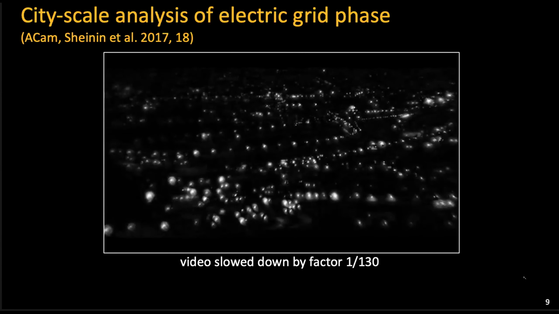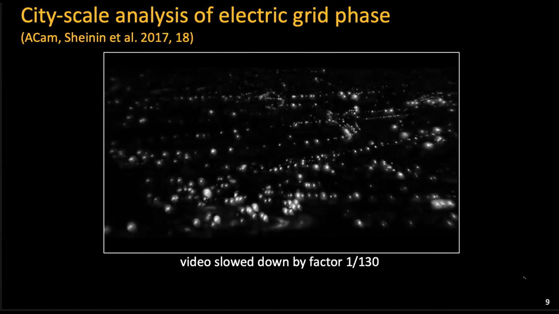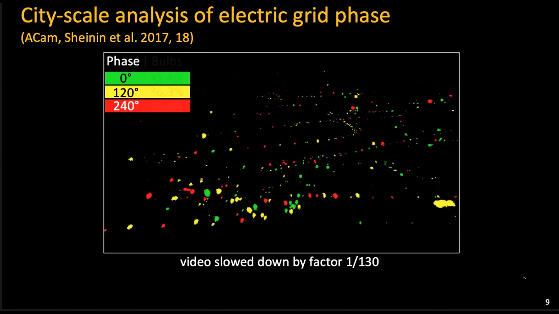And here's a beautiful visualization of that flicker in an entire city. You can actually tell what phase each bulb is on, 0, 120, 240, and one third of the bulbs are on each phase and so on. This is a really good example of analyzing, let's say, the electrical grid by just looking at light sources.